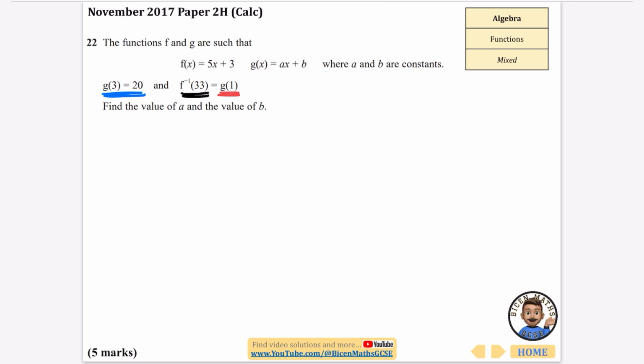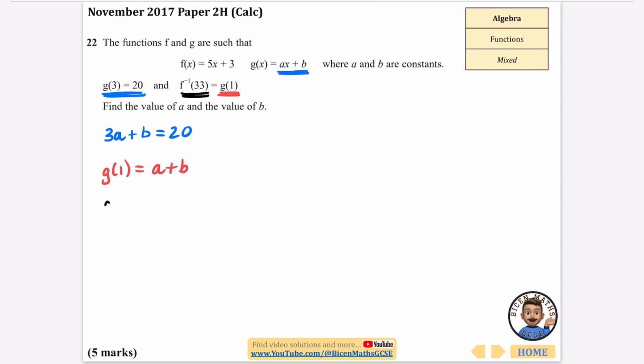It says that g of 3 equals 20. So if I put 3 inside the g function, if I find out what g of 3 is, g of 3 is when you put 3 in here. So that is going to be a multiplied by 3, which is 3a, plus b, and that is equal to 20. This is g of 3, and it's equal to 20. Now I'm going to do the next easiest part, which is I'm going to find out what g of 1 is equal to. Now g of 1 is when you just put 1 inside this. So g of 1 is just a plus b.